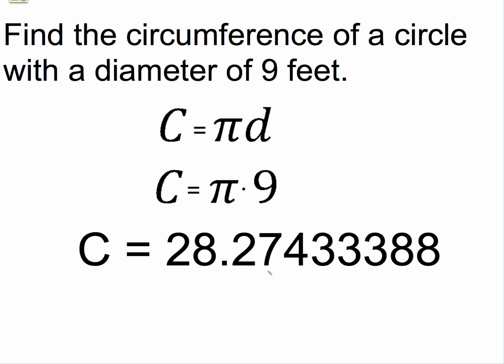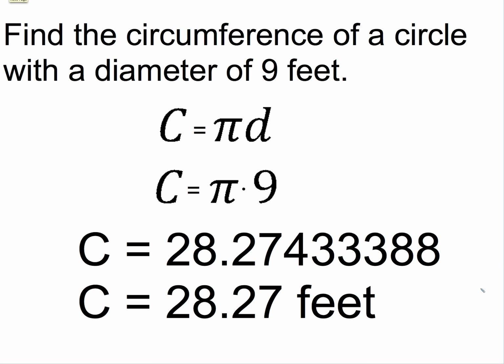It's 28.2743338. Let's say again that I decide to round it to the hundredths place, so I want to stop right here. Look at the number after. It's a 4, so that tells the 7 to stay the same, so it would be 28 and 27 hundredths feet.